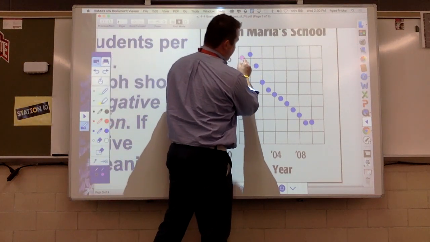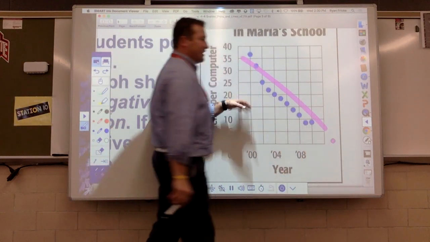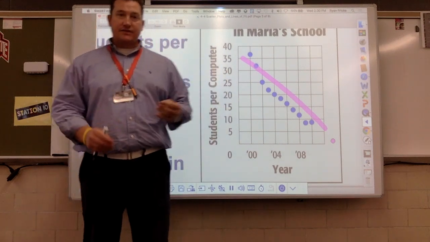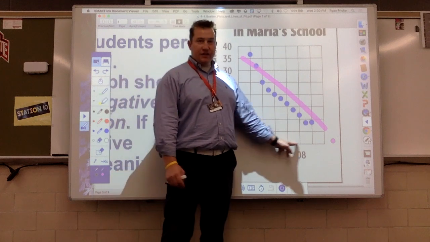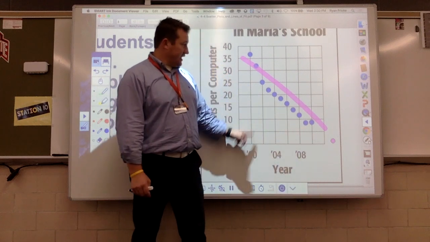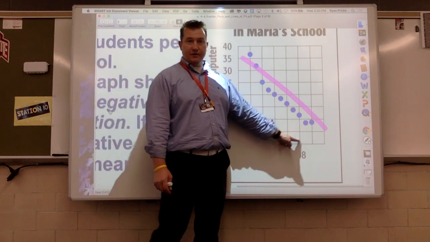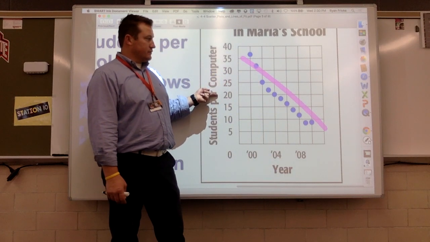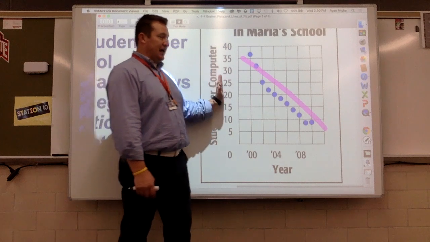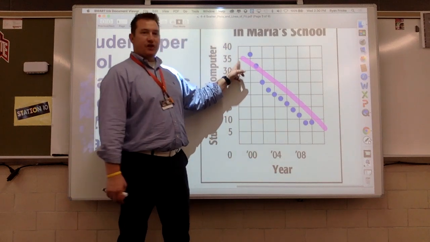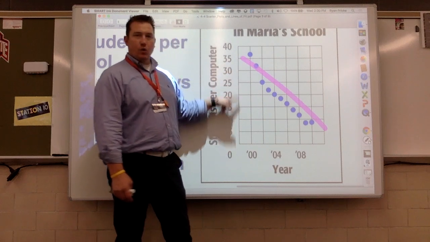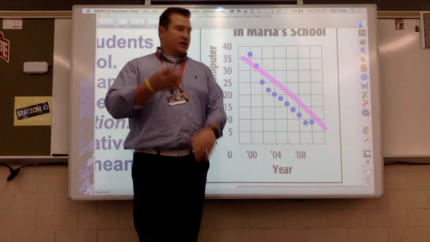So these lines, they're all kind of going in that general fashion. What does that mean? Well, that means as our x values increase, because look, the x values are increasing as we go across here, what is happening to my y values? Again, we read graphs like a book from left to right. My y values started up here, and they ended down here. So my y values were decreasing.